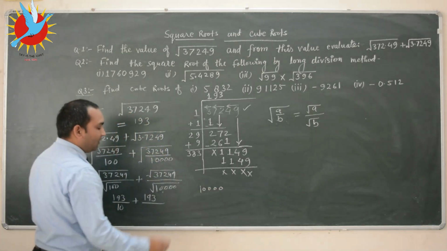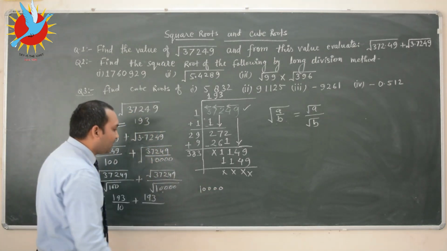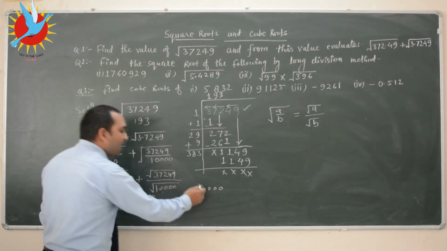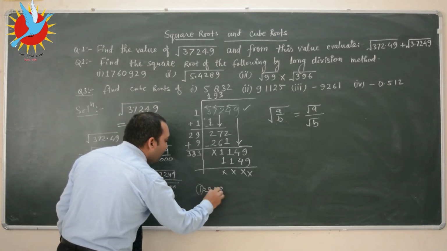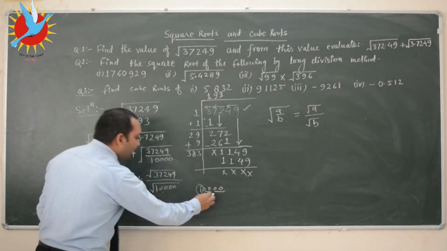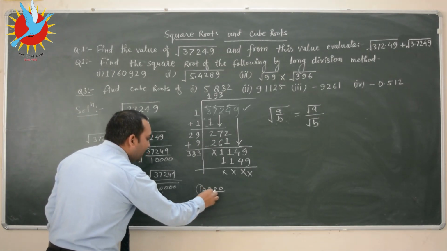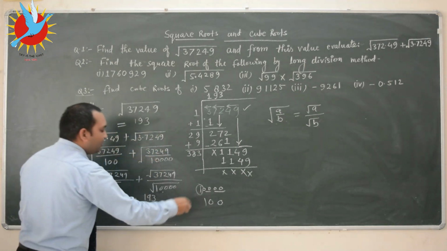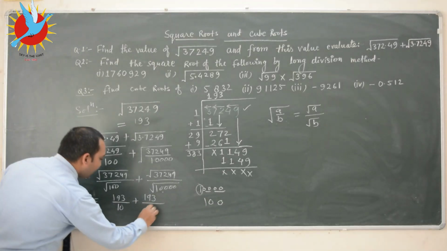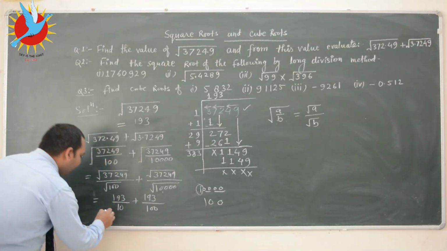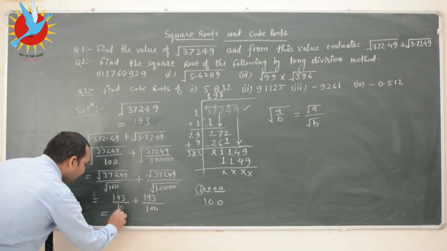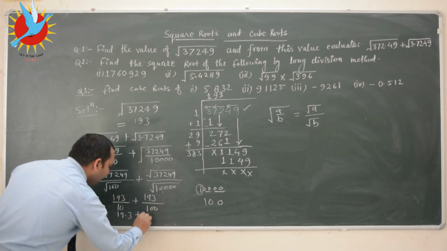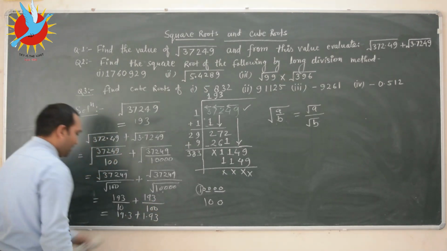What is the square root of 10,000? If we learn the properties of perfect squares, if a perfect square has an even number of zeros, then for each pair of zeros we bring down one zero. So the square root of 10,000 is 100. Now we can write 193 upon 10, that is 19.3, plus 193 upon 100, that is 1.93.